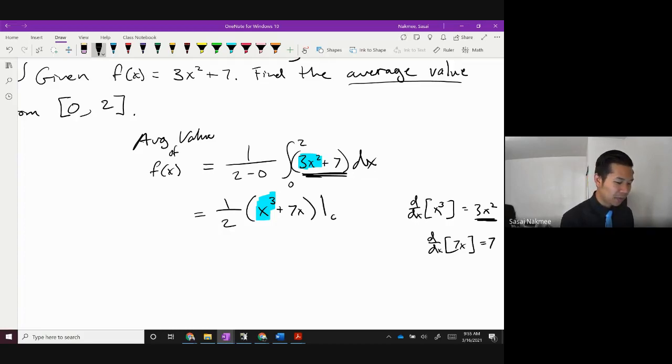This, of course, is going to be evaluated from 0 to 2. And then from here, we just have to plug in the values that we have for x. And I should get right here, this is going to be 1/2 times [2 cubed plus 7 times 2] minus [0 cubed plus 7 times 0].